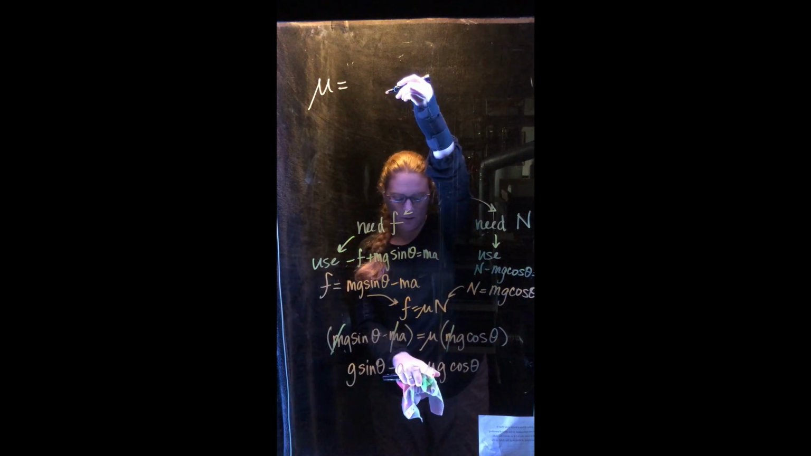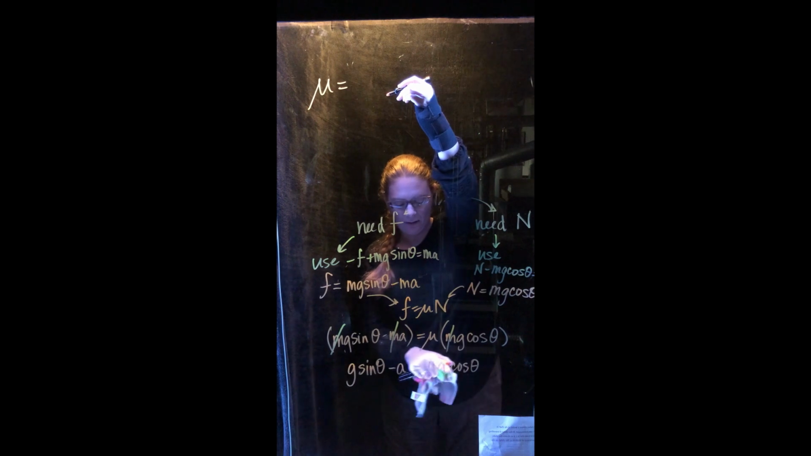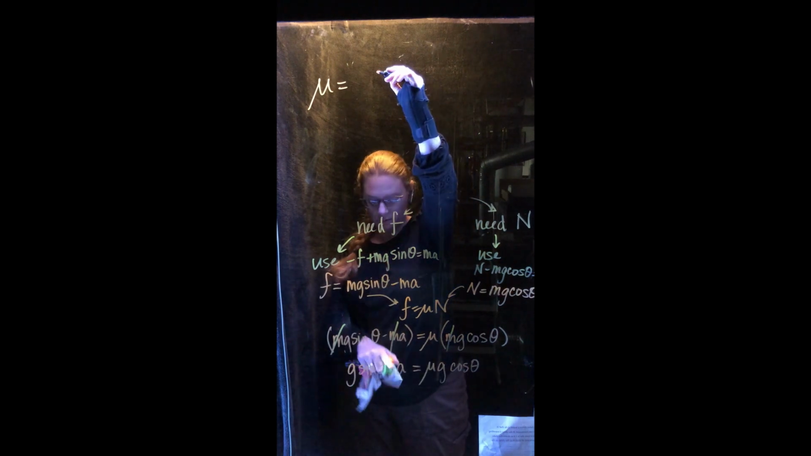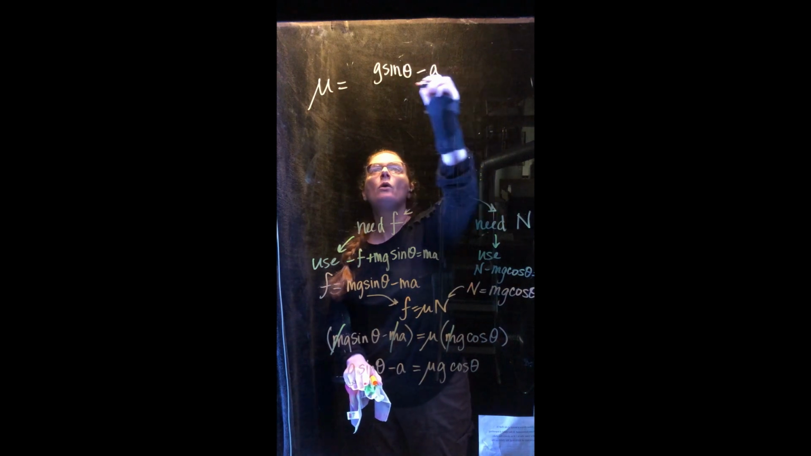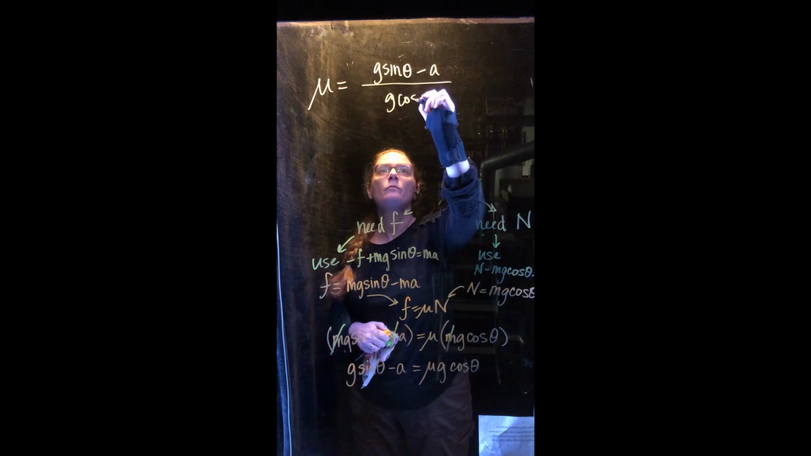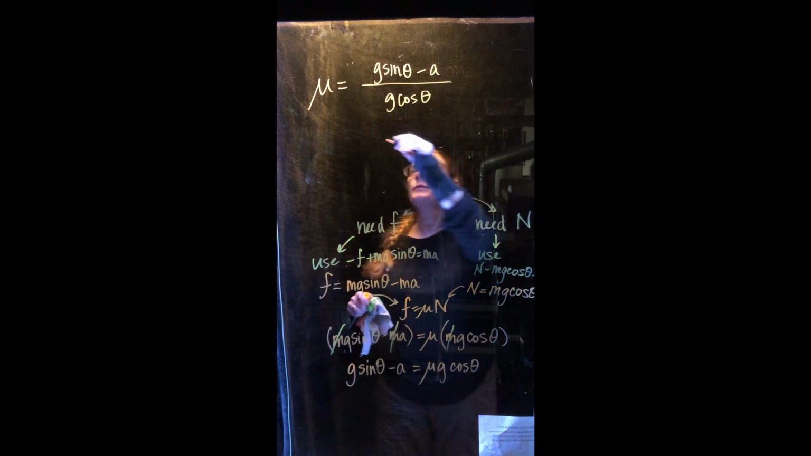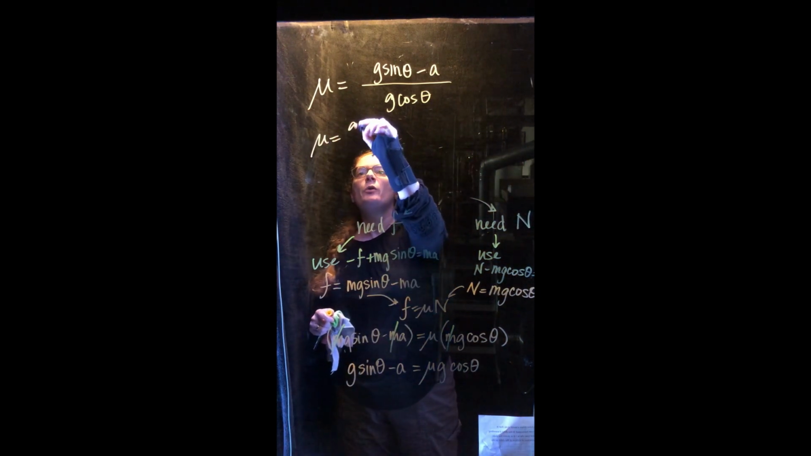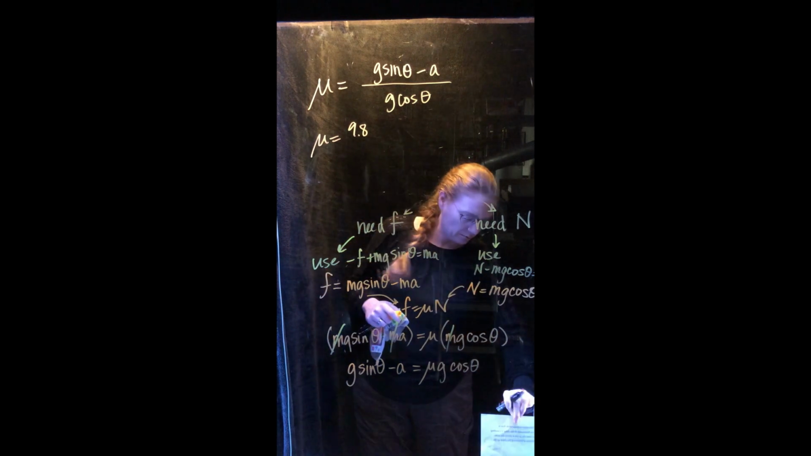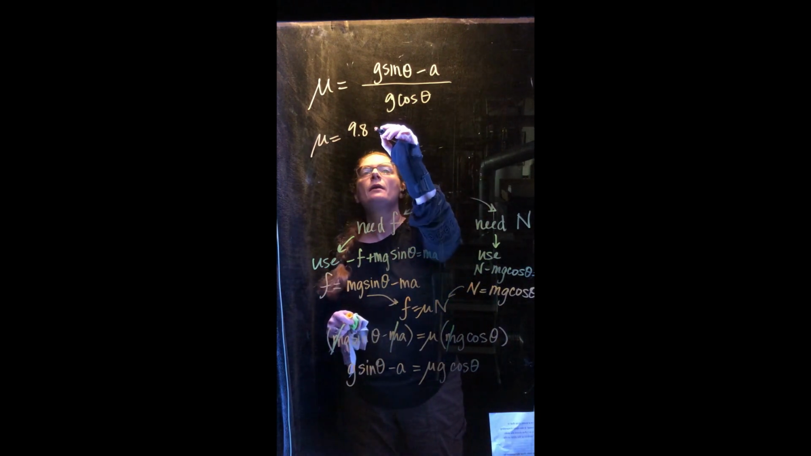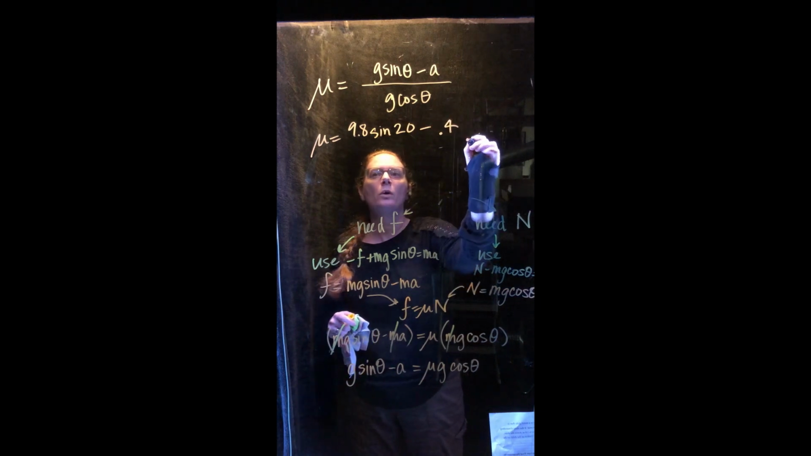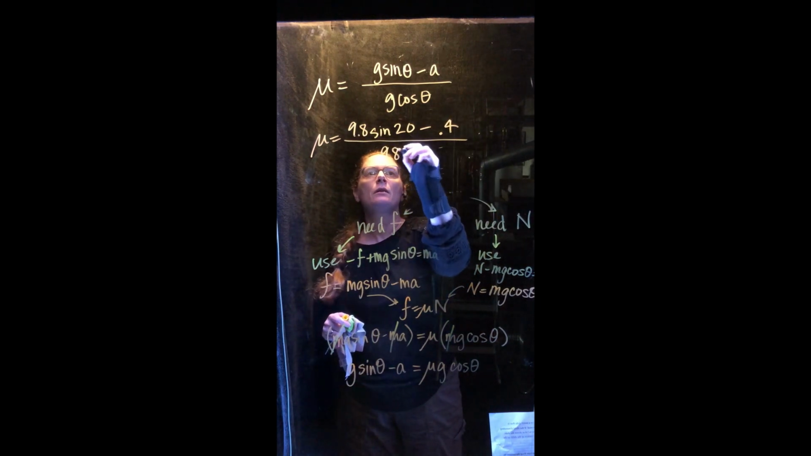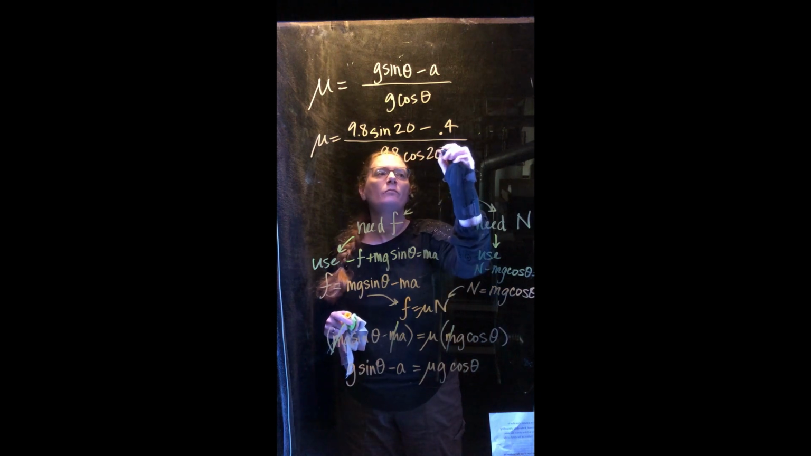Mu equals, okay, so to get mu alone on one side, I need to get rid of the g cosine theta. So divide both sides by g cosine theta. So I have g sine theta minus a over g cosine theta. Ta-da! All right, what do we get? 9.8. Now we're on to step 13. No, 12. We're still on 12. Sine 20 minus the acceleration, which was 0.4, over g cosine 20.